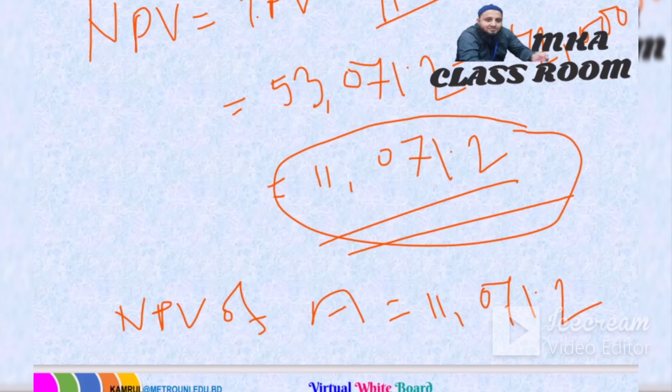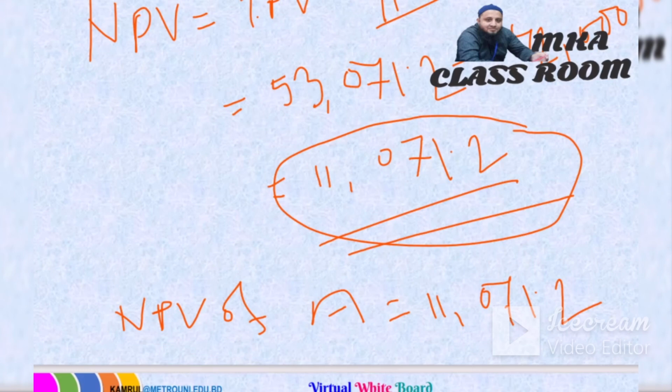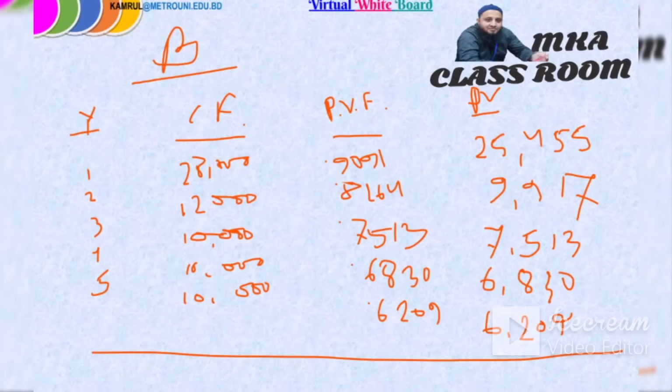Now we have to calculate the total present value of project B. After that, we will calculate the net present value of project B. Now we will see project B. Project B is the mixed stream project, or uneven cash flows.